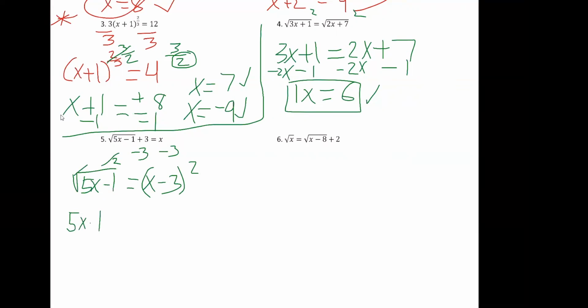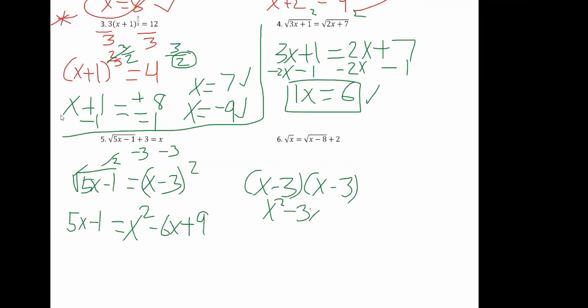Because x minus 3 times x minus 3, if you need to do it on the side, or if you can FOIL it in your head, feel free. But that would be x squared minus 3x minus 3x. So that would be minus 6x and then plus 9. Because if you FOIL this, this is what you would have had. I just combined it in my head. So I'm just going to erase that. So now we're ready to solve.